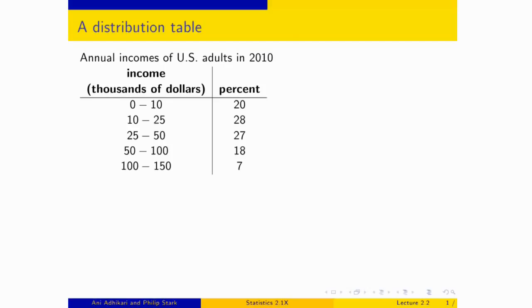And so here somebody has done that. Income is measured in thousands of dollars. This is annual incomes. So this group made between $25,000 and $50,000, and 27% of the population was in this group. That's how you read that table.